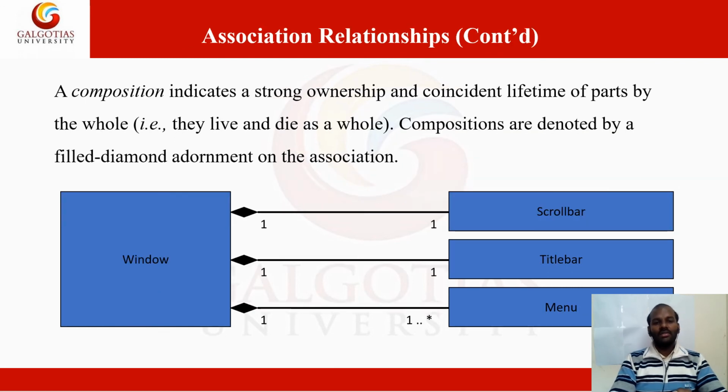And coming to the association, the other one is composition. Composition means, if I take one window, that window has a scroll bar, a title bar, and a menu bar. All these things are associated through composition. It means that if I don't have a scroll bar, title bar or menu bar, I cannot use this window, right?